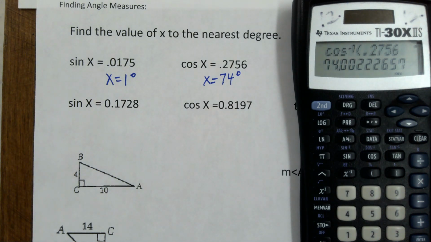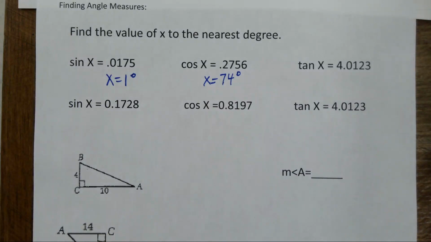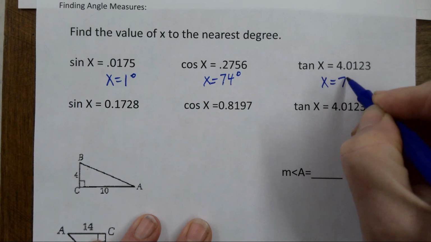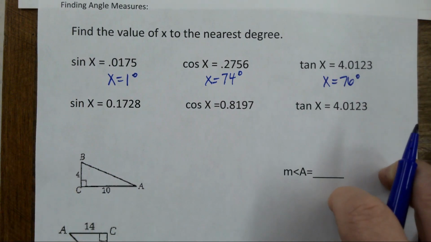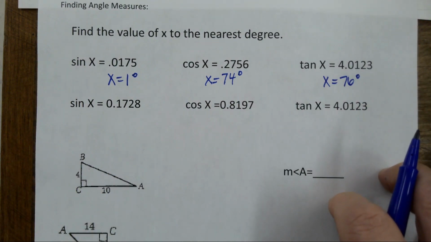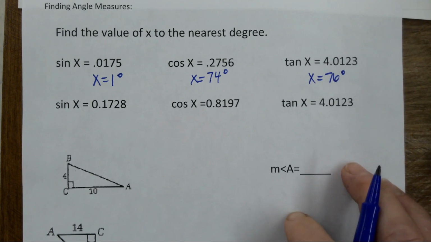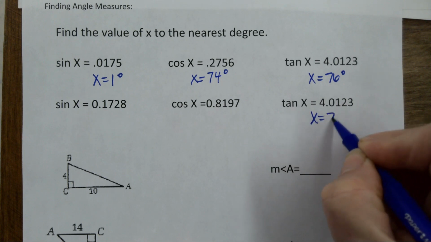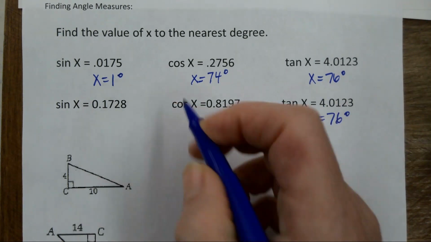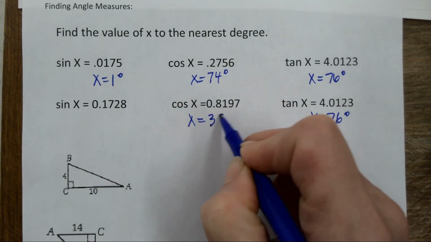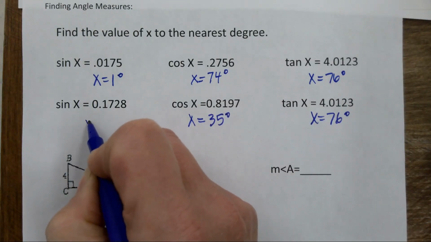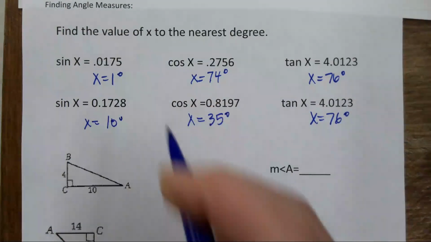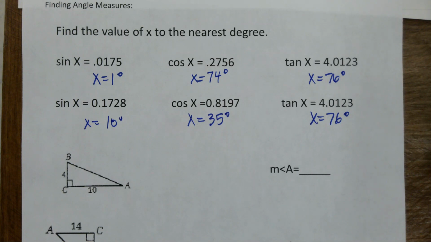Do the rest of them here. How about the next one? What do we get? X is 76 degrees. Does anybody disagree with that one? The one underneath it is the same thing because that's the exact same value. Okay, how about this one? 35 and 10? Great. You guys okay with that? Just a calculator. So now let's do the math with it, okay?